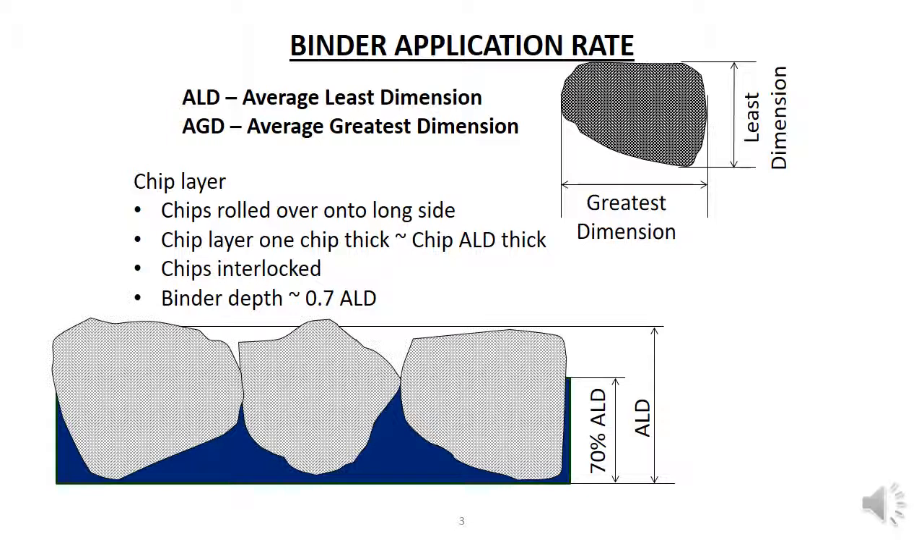It also needs to be remembered that the chip layer is usually about the same average height as the average least dimension of that chip, as the chip will roll over on its long side during rolling. The binder needs to be applied at a rate to ensure that the chip is well embedded in the binder, but there is enough chip above the binder to maintain contact with vehicle tires. Typically, about 70% of the chip height should be embedded, based on the assumption that the chip layer is as thick as the average least dimension of the chip. Therefore, the binder application rate needs to be calculated to produce a layer of about 70% of the depth of the chip average least dimension.